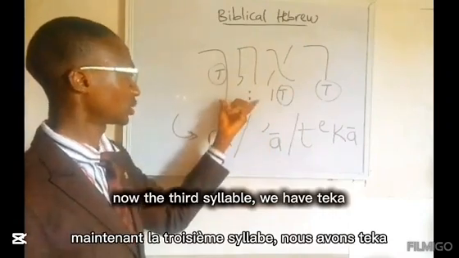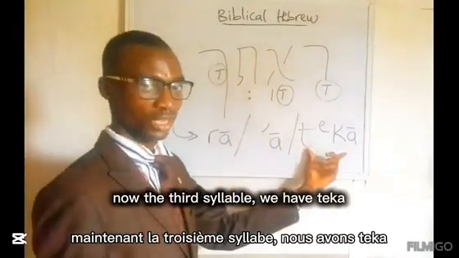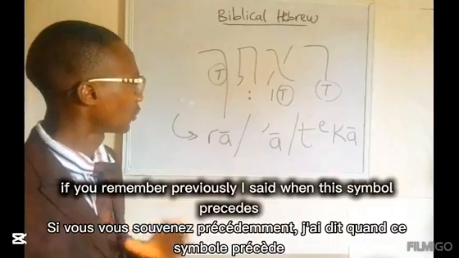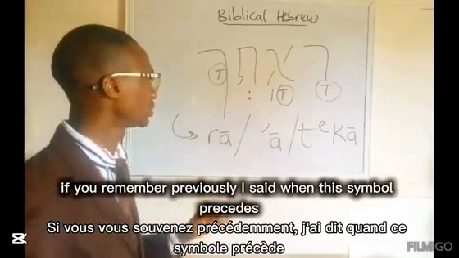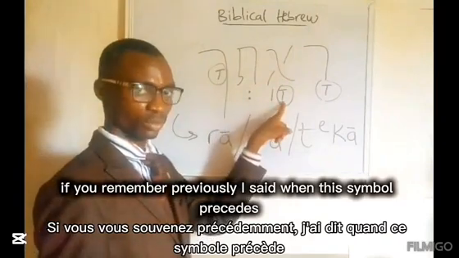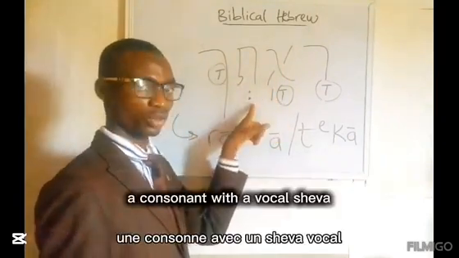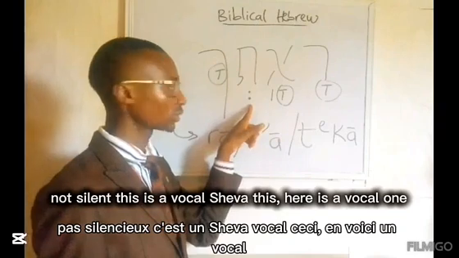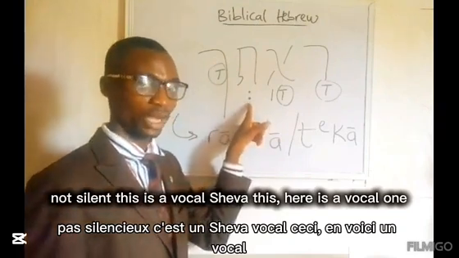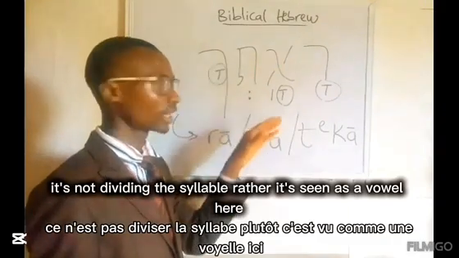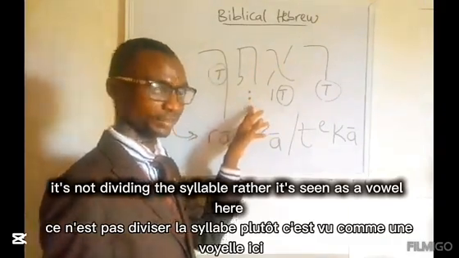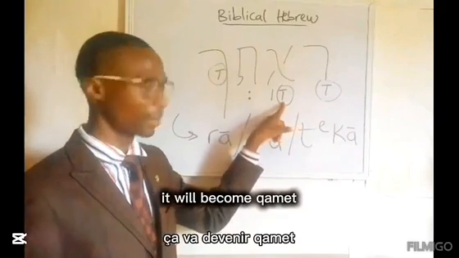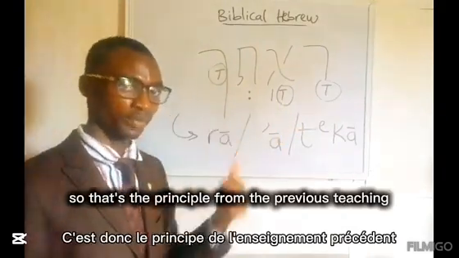Now, the third syllable, we have Teka. If you remember, previously I said when this symbol precedes a consonant with a vocal sheva, not silent, this sheva here is a vocal one. It's not dividing the syllable, rather it's seen as a vowel here. So then this won't be Qamet-hatuf. It will become Qamet. So that's the principle from the previous teaching.